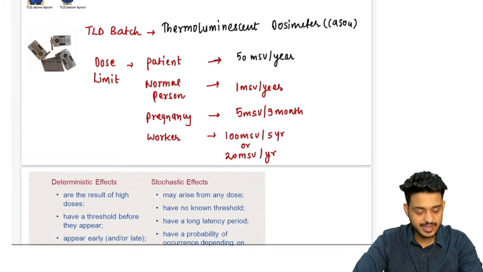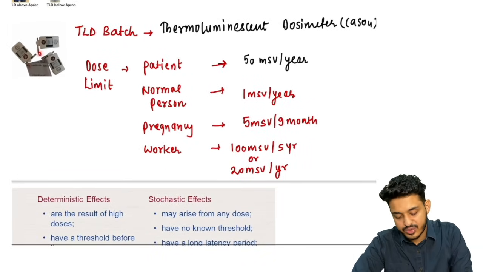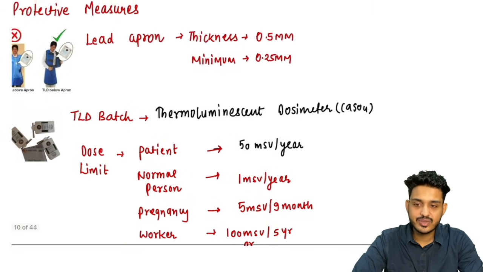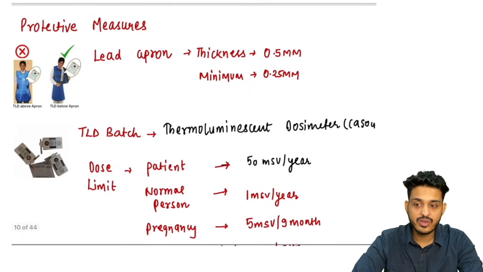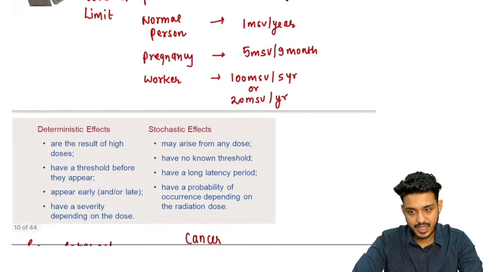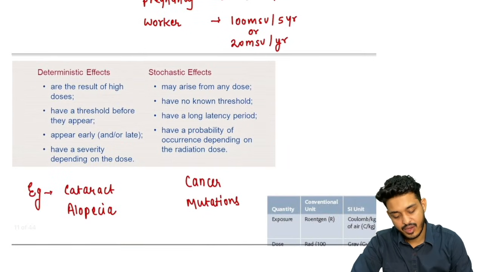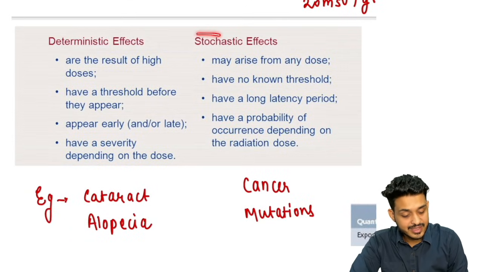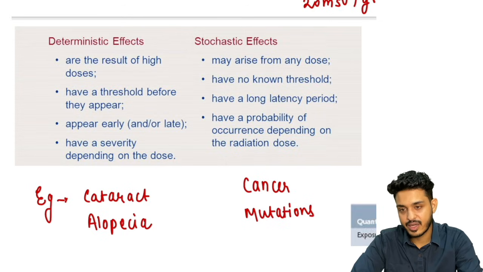If you are exceeding this dose limit, you can check it through the TLD badges that we are having, right? Why are these doses important? Because radiation can cause harmful effects, right? What are those harmful effects? We can have two types of harmful effect: deterministic effect and stochastic effect.